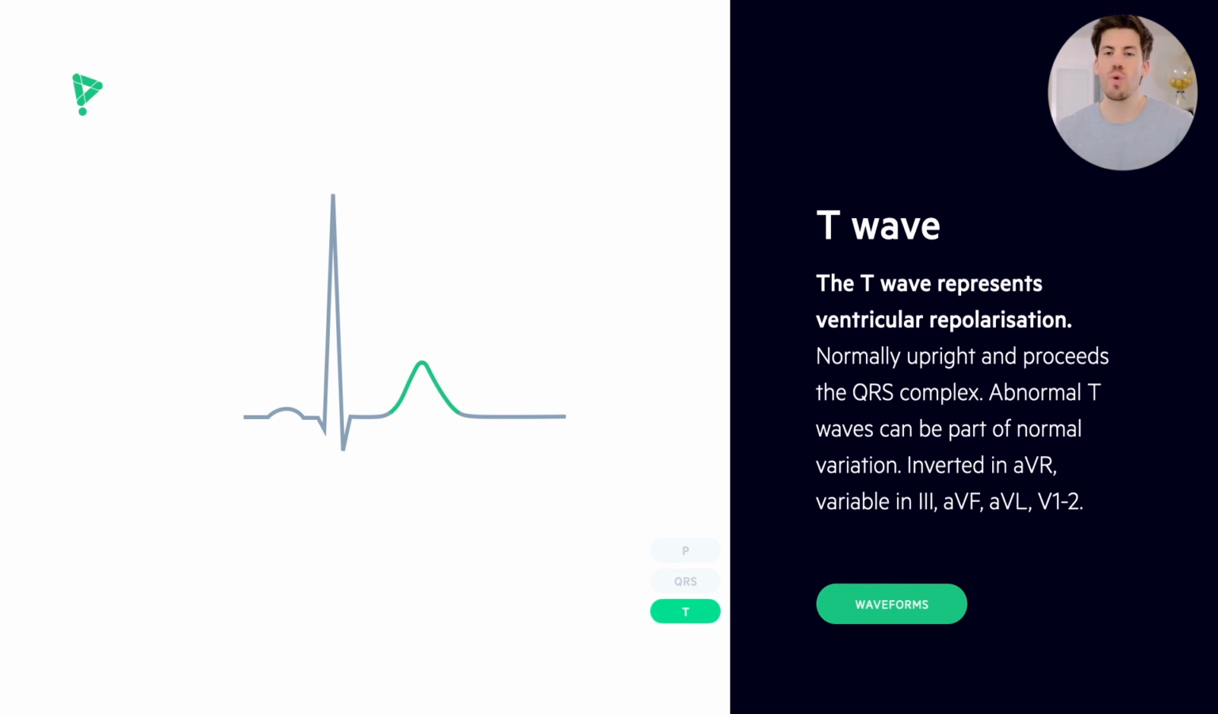Now, the reason why the T wave is up is because the upward or negative deflection rule that we talked about is opposite for repolarization. If repolarization is moving away from a lead, then it's an upward deflection. If repolarization is moving towards a lead, then it's a negative deflection. So it's the complete opposite of depolarization.